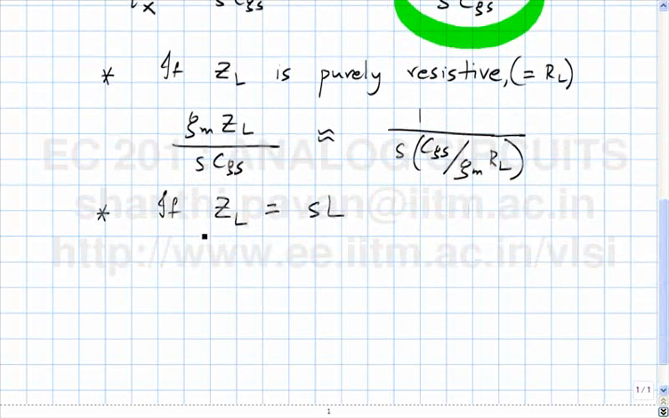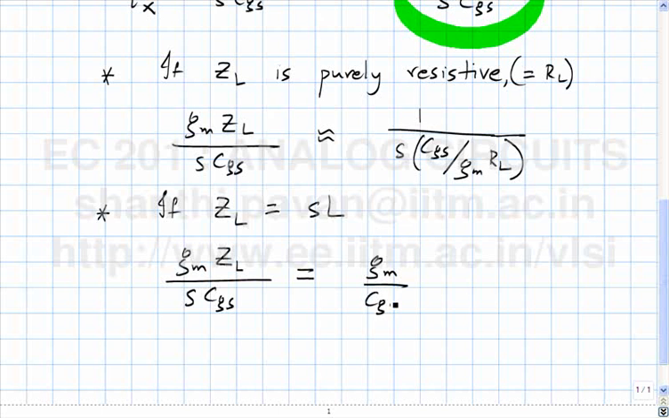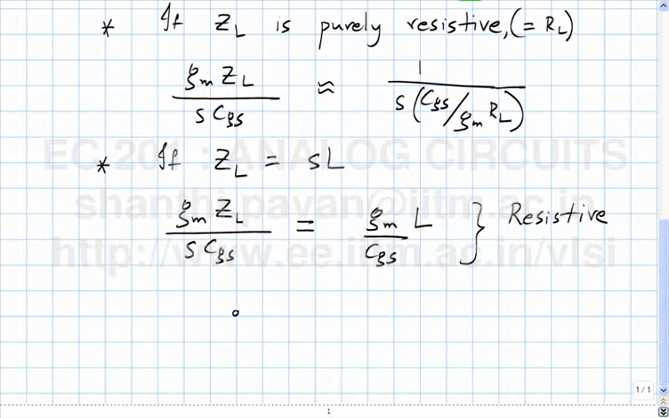So if ZL is equal to SL, then GM times ZL divided by SCGS is equal to GM by CGS times L. This is a little surprising in the beginning. Why? For incremental signals, if I put an inductor in the source, an inductor of value L, please note that the circuit consists of completely lossless passive elements, right?